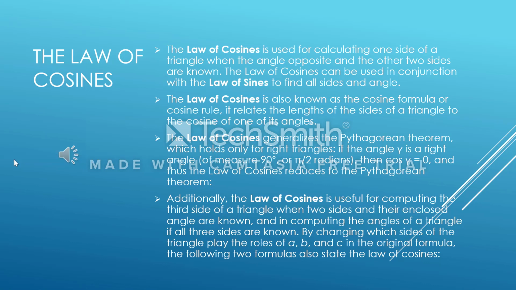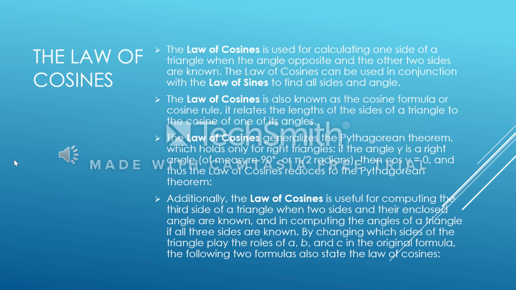The law of cosines. The law of cosines is used for calculating one side of a triangle when the angle opposite and the other two sides are known. The law of cosines can be used in conjunction with the law of sines to find all sides and angles. The law of cosines is also known as the cosine formula or cosine rule. It relates the lengths of the sides of a triangle to the cosine of one of its angles. The law of cosines generalizes the Pythagorean theorem, which holds only for right angles.